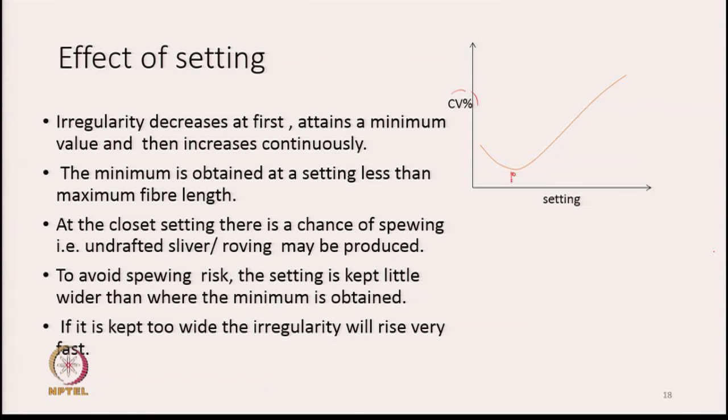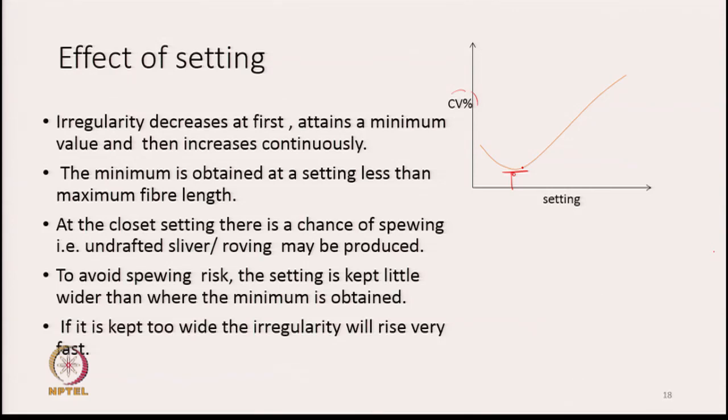But we do not keep the setting at this level in actual industrial practice. Why? Because at the closest setting there is a chance of spewing, or undrafted sliver or lapping, to be produced. That is, since in this setting it is a little less than the maximum fiber length, the fibers of that category could be 2%, 3%, 5% in nature.